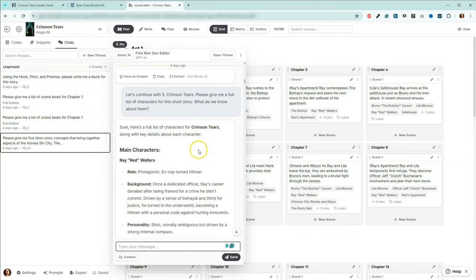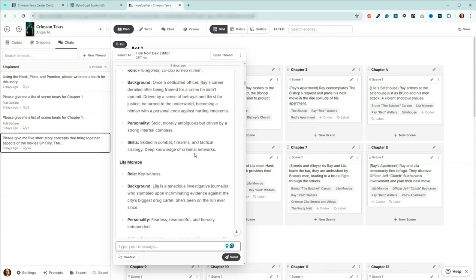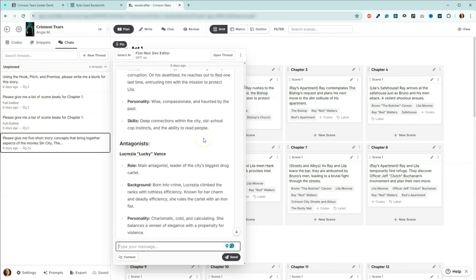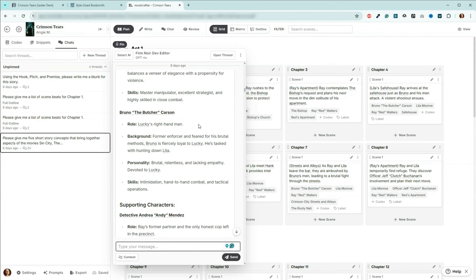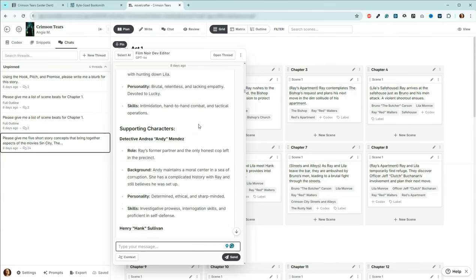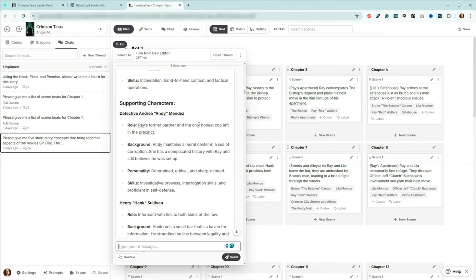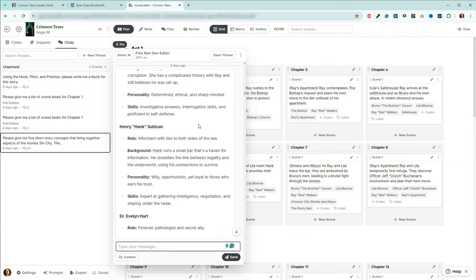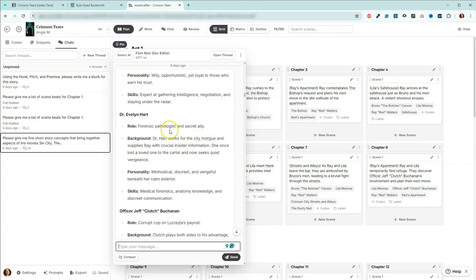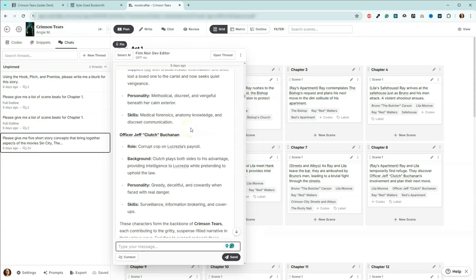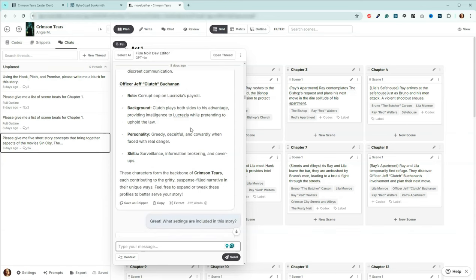So here's our information on Red. We've got Lila, the Bishop, and we have Lucky, which we already knew about from earlier. So it also went ahead and added in the Butcher, who is a henchman. And then we've got a detective. And we also have an informant whose name is Hank. And then a forensic pathologist. And then we have another bad guy, a lower-level henchman, who is actually a corrupt policeman who works for Lucky. So these are the main characters and the minor characters as well.